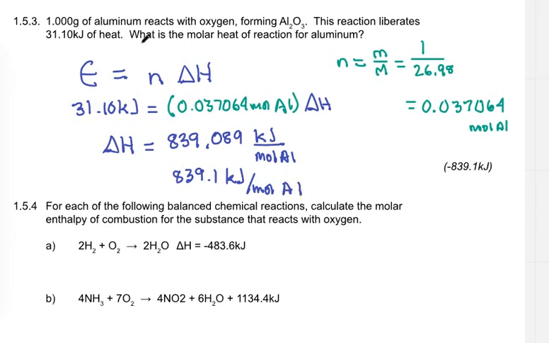And they said, what is the molar heat of reaction for aluminum? This number isn't really complete until you've checked its sign. Is it really supposed to be positive, or is it a negative number? Well, looking at the question, this reaction liberates, as in releases, as in puts out, 31.10 kilojoules of heat. If you release heat like that, then you are exothermic, and that means this number should get a negative sign on it.